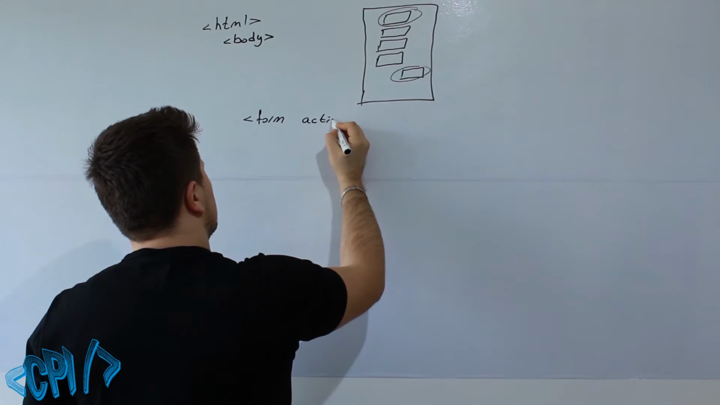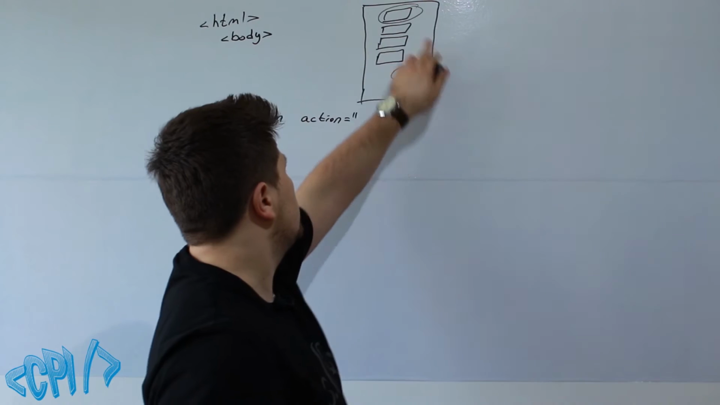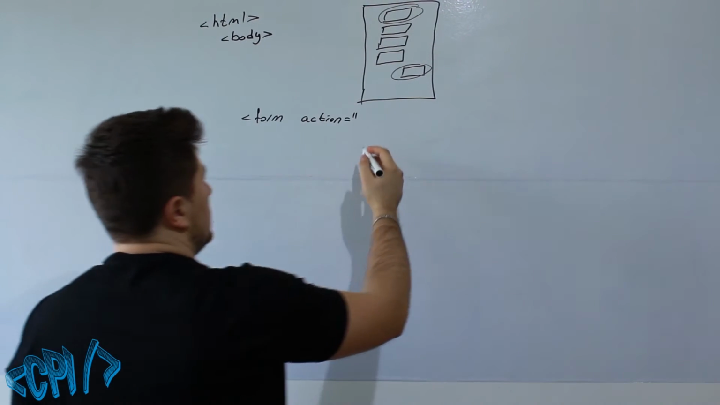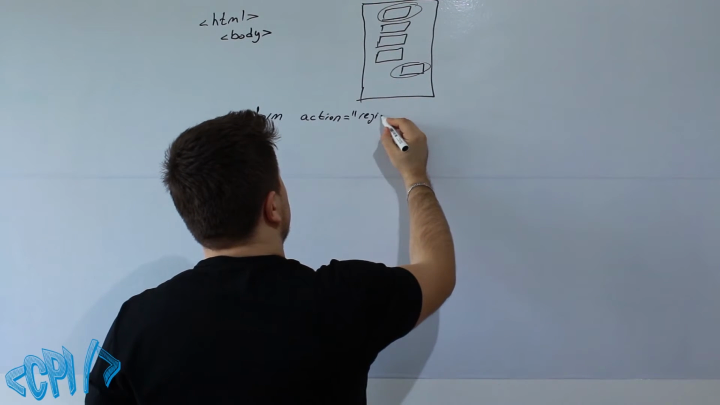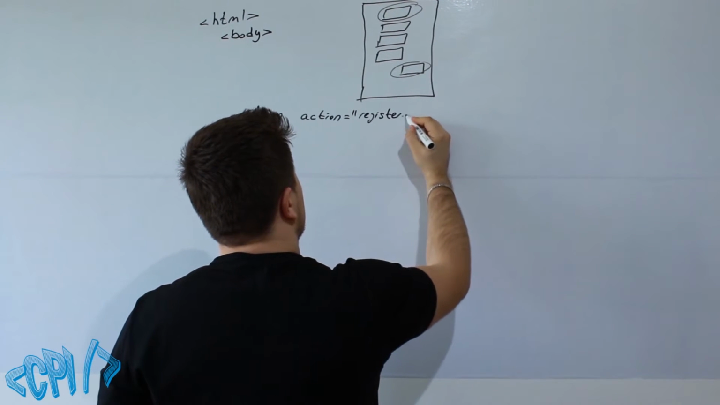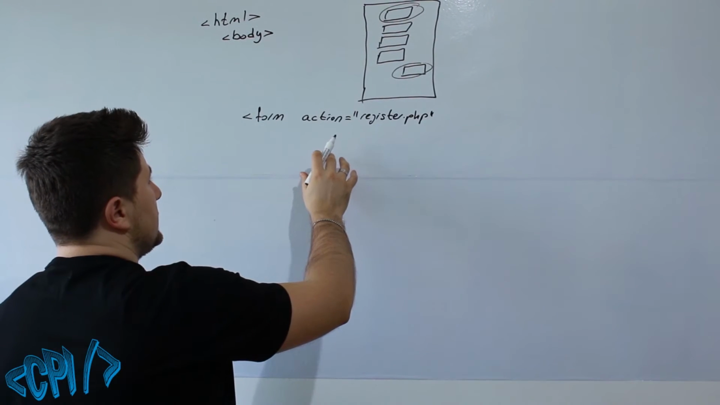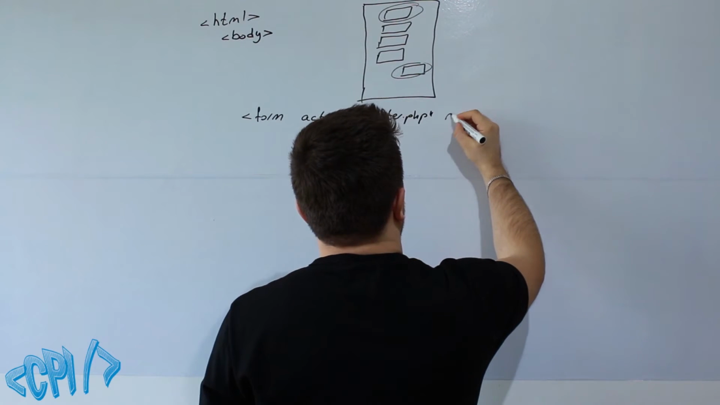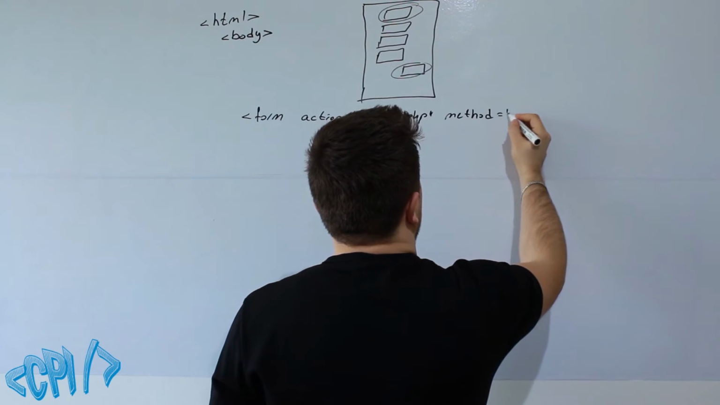action. Action is basically where the data from this form will be sent to. So it will be the name of our file. So we will name this file register.php. Okay. The next thing we need to define is the method of this form, how data will be sent. Method equal.